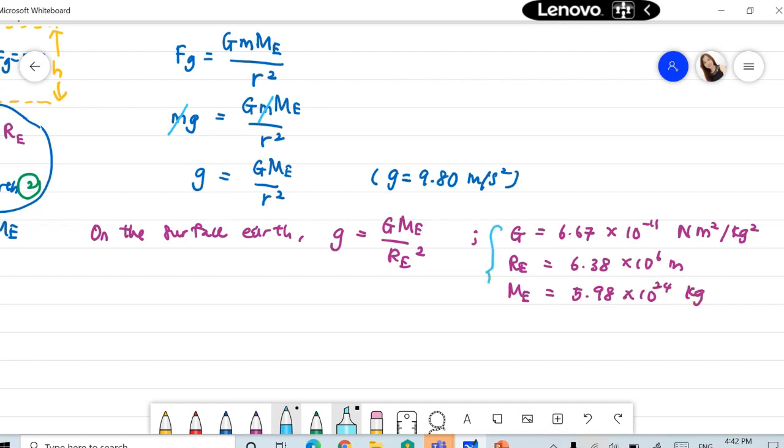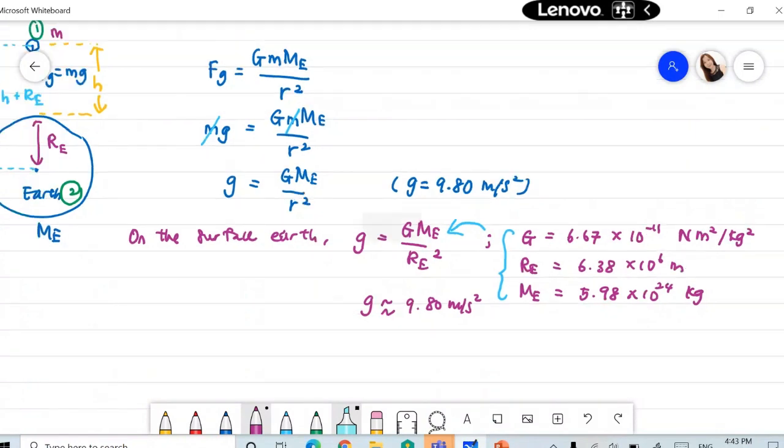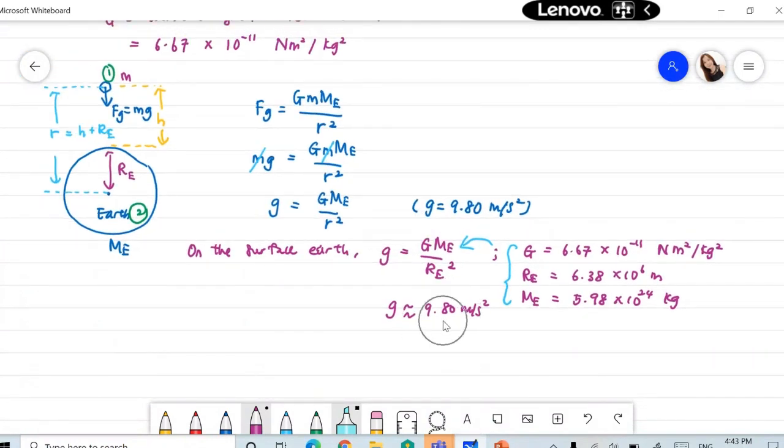If I use all these values and substitute them into this expression, you will actually get g approximately equal to 9.80 meters per second squared. So that's why we always use g equal to 9.80 meters per second squared on Earth or near the surface of Earth.